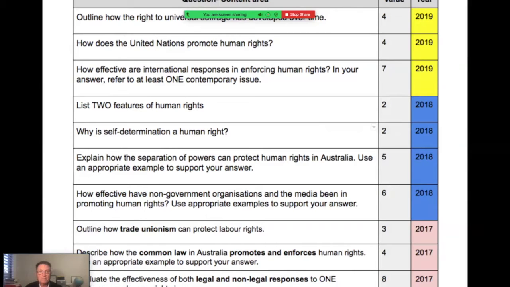It's very important that when you're answering the questions, you answer in terms of the verb, and you'll notice the small marks have verbs such as outline, list, and the longer responses required by the higher level marks have how effective, so an assessment type question. You can see that in 2019, the C level question, and 2017, the C level question worth 8 marks.